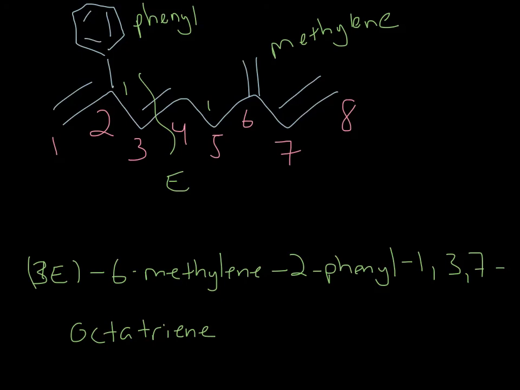It's an 8-membered long chain, 3 double bonds at the 1, 3, and 7 positions. It has 1 double bond with stereochemistry, the second double bond at the 3 and 4 position. It is in the E stereochemical conformation. And I have 2 substituents, a methylene at the 6th position and a phenyl at the 2 position.